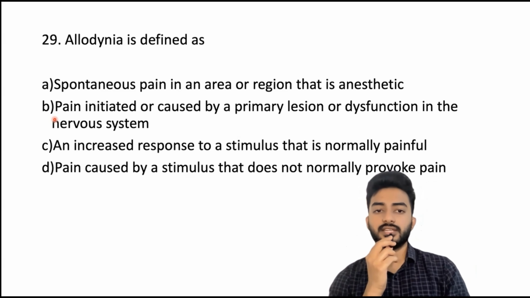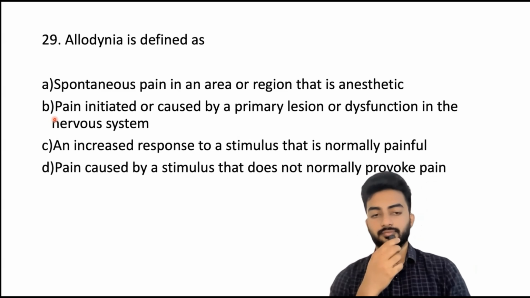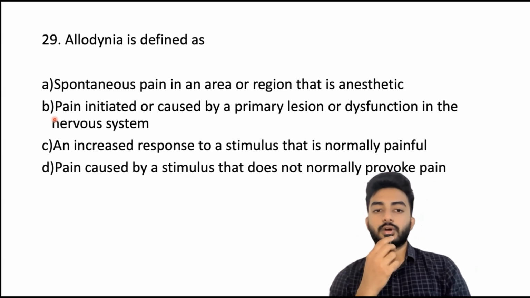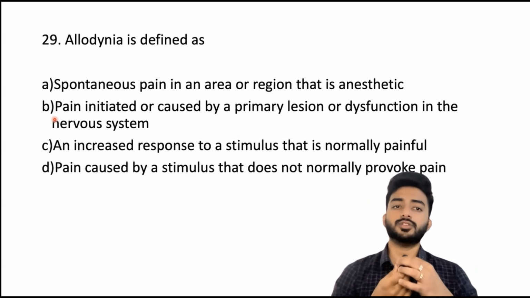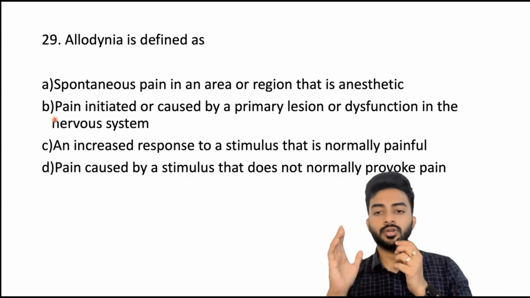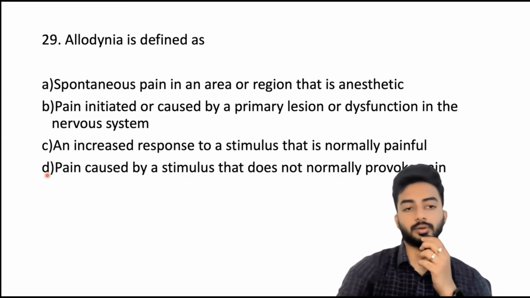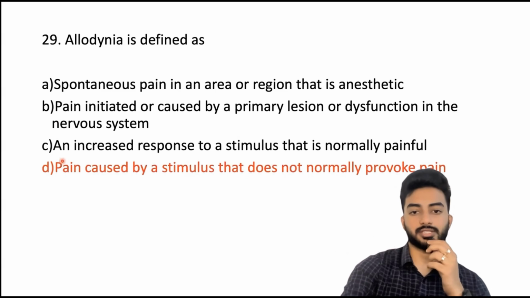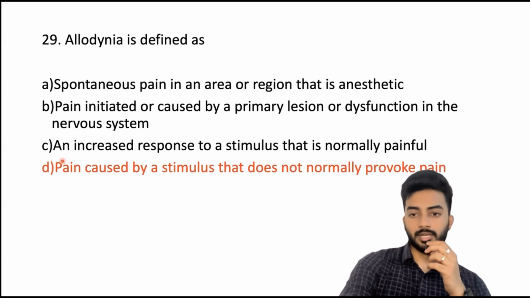Option B, pain initiated or caused by a primary lesion or dysfunction in the nervous system. Option C, an increased response to a stimulus that is normally painful. Option D, pain caused by a stimulus that does not normally provoke pain. So you should memorize its definitions so that you don't get these questions wrong. The answer is option D, that is pain caused by a stimulus that does not normally provoke pain.